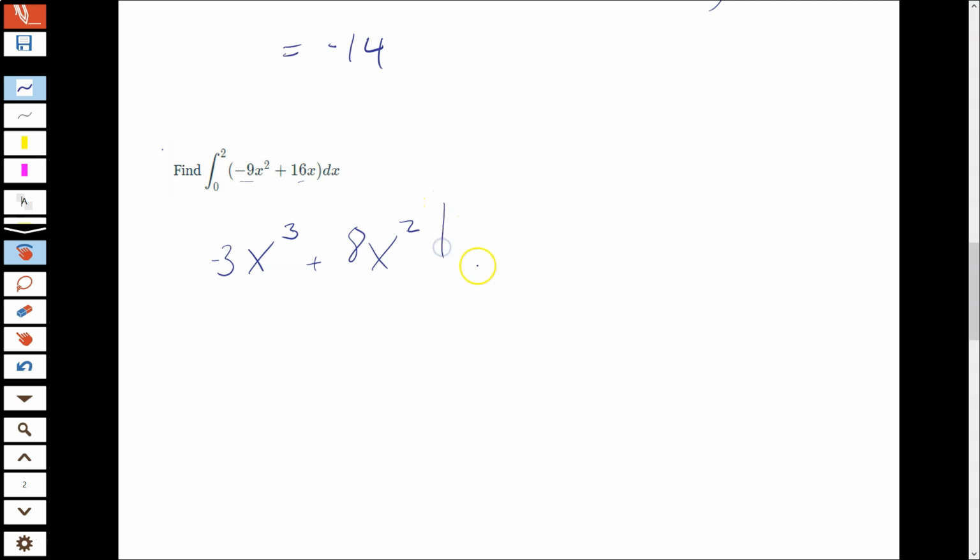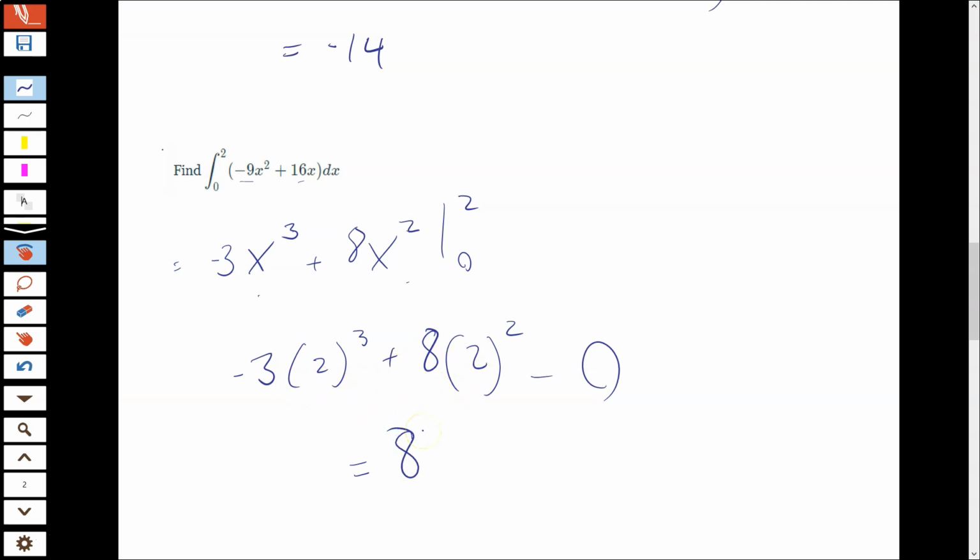Hopefully we're seeing the pattern here. It does take time to be able to do these quickly, but you should be able to follow my steps, I think. And then we're just going to evaluate the bounds. And this is a nice one because our second bound is just going to give us 0. So we'll get negative 3 times 2 to the third plus 8 times 2 squared, and then minus that second one, but that second one's going to be 0. Okay, and then for my result, PEMDAS, I still do my exponents first, multiply, and then add. My result is 8, and you can check that on your calculator.